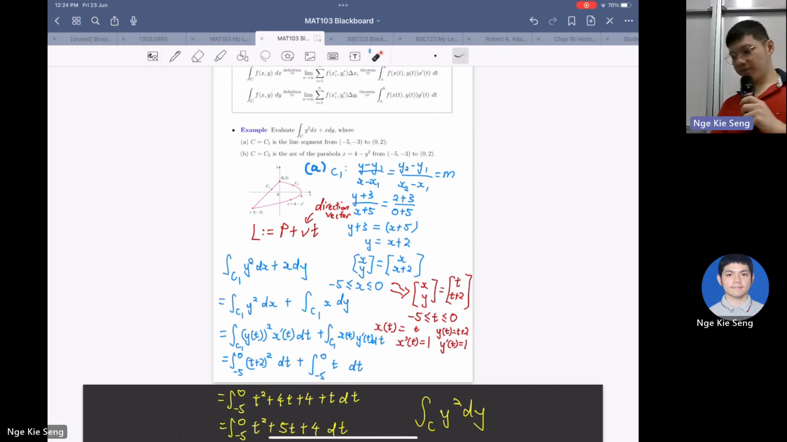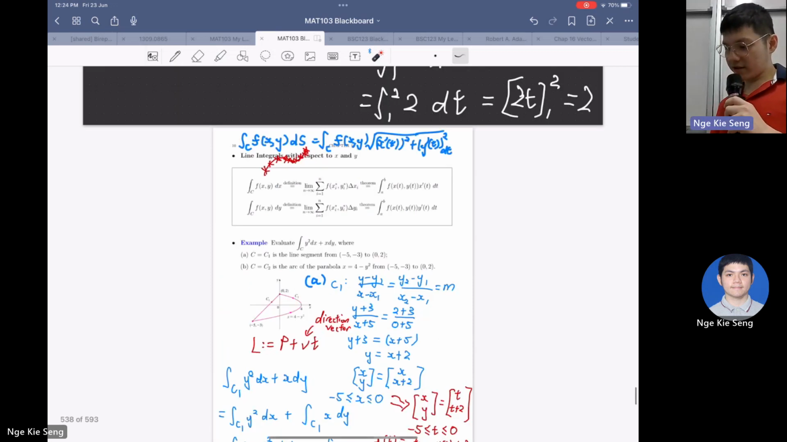This question, not exactly. This is not the arc length. This is the weighted arc length. So you have some weight on the arc length. Yes, we attach magnitude to the curve.